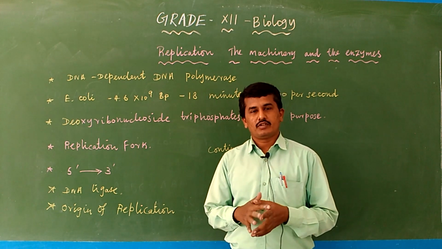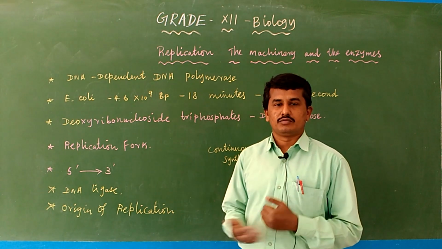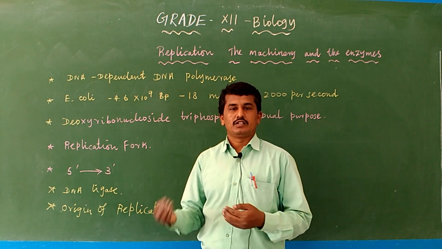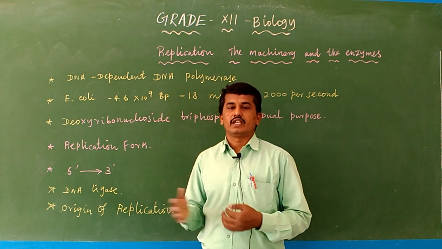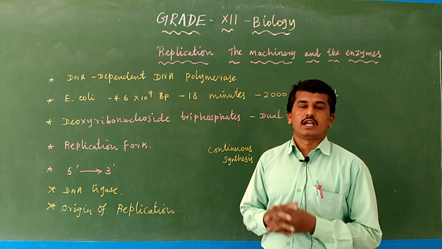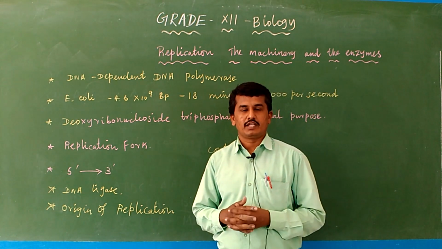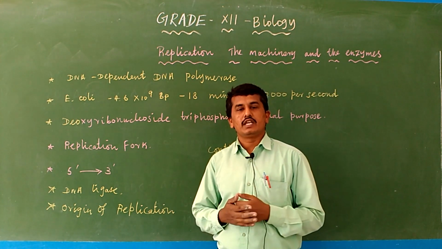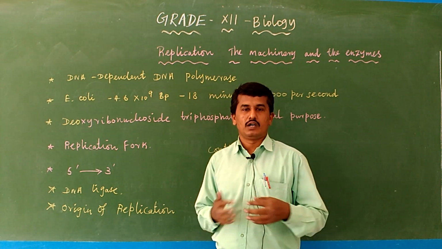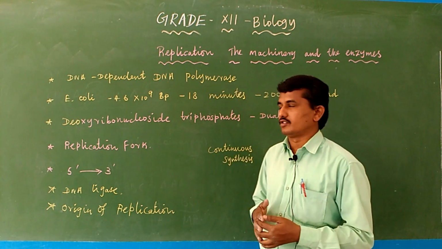In the molecular basis of inheritance, we discussed DNA, then RNA, what is meant by DNA, and how DNA is a better genetic material. Now today, what is meant by replication, how the replication is done, what procedures are involved, and how DNA is replicated with the use of various enzymes. All these things we deal with in today's class. Okay, let's move into the lesson.